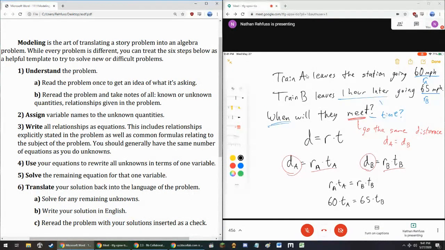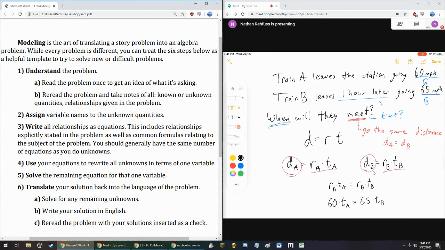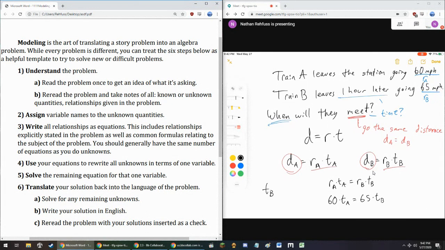However many hours train A travels, train B will travel 1 fewer hour because it was sitting at the station for that first hour. So put that into the language of algebra. And that's always the toughest part, is knowing how to put these into the language of algebra. Train B leaves an hour later, so however long train B travels, it's however long train A travels minus that hour it spends sitting in the station.